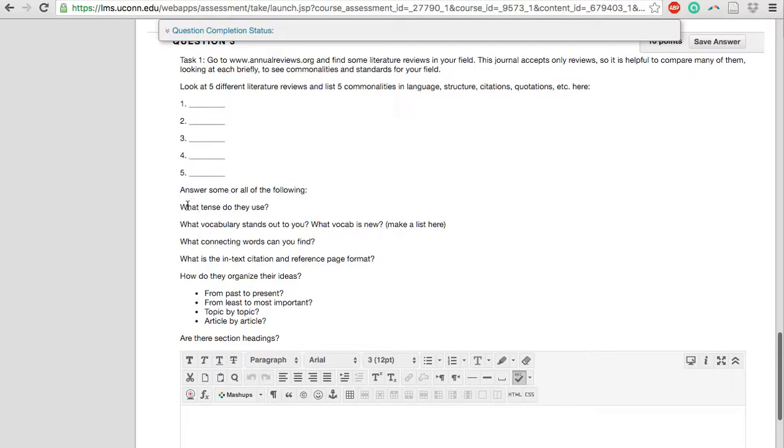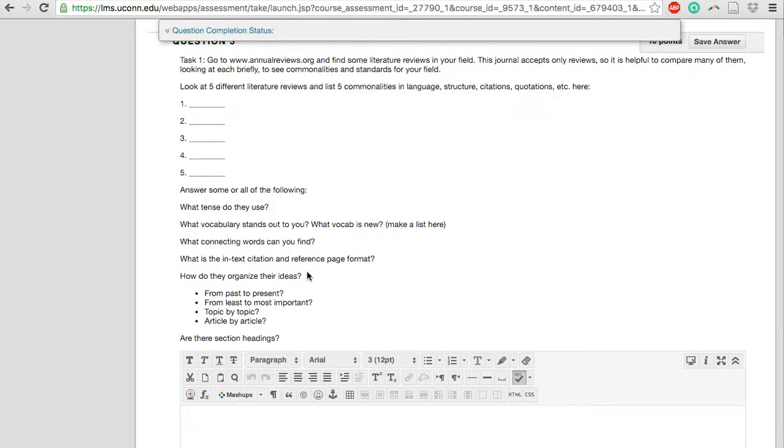What tense do they use overall? Past, present, or present perfect? What vocabulary stands out to you? What vocabulary is new? Make a list of new vocabulary words. What connecting words can you find? What is the in-text citation or reference page format?